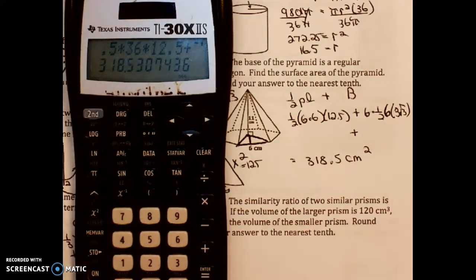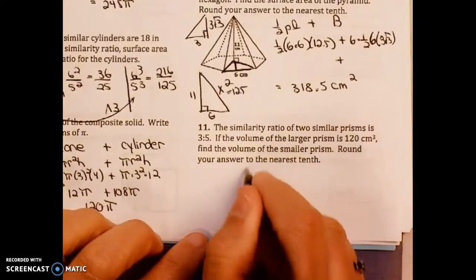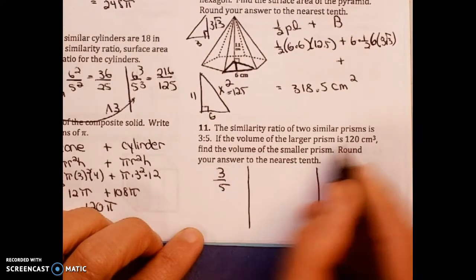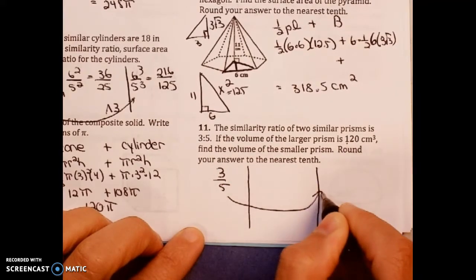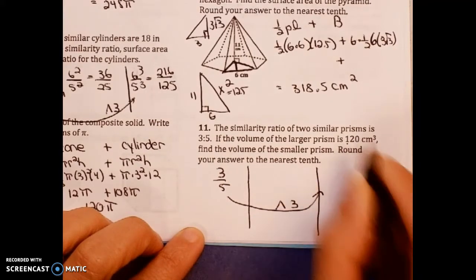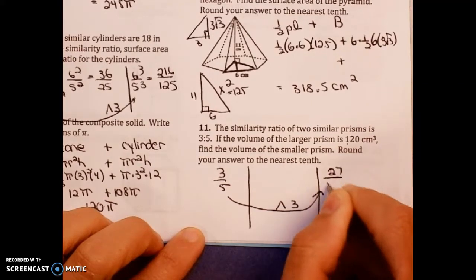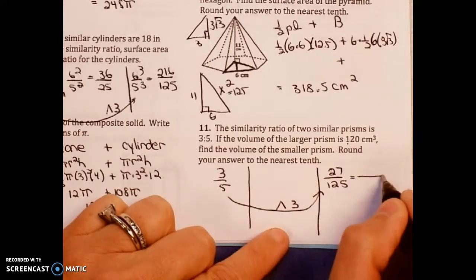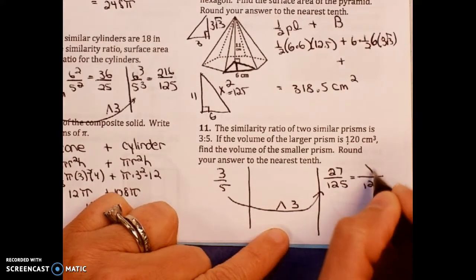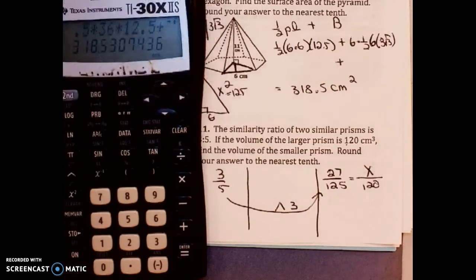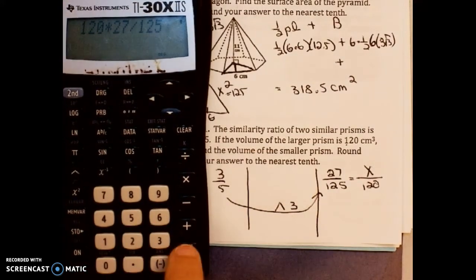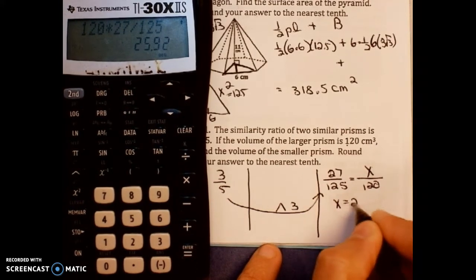Next question, we are looking for the volume. Again, they start talking about similarity ratios, so let's go set up those columns. We've got 3 over 5. We're talking volume, so to get from here to here, we are raising everything to the third power. That would be 27 over 125. It says the volume of the larger is 120, and we're looking for the volume of the smaller. So we're going to set up our proportion, cross multiply, and when I solve, I end up with 25.9.